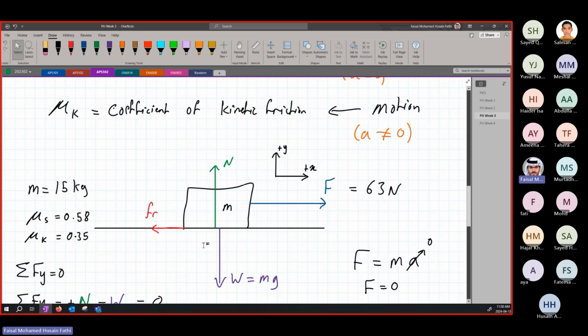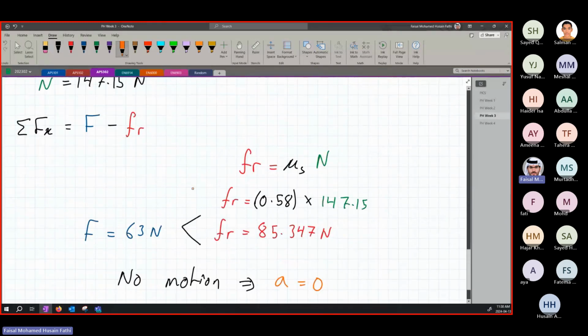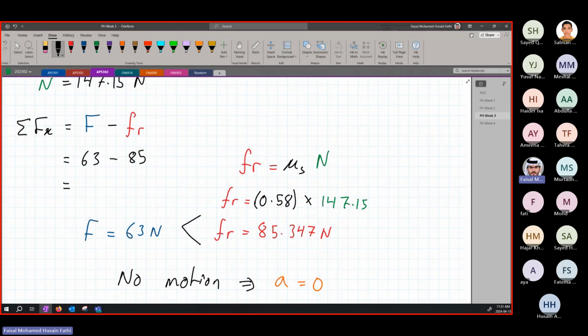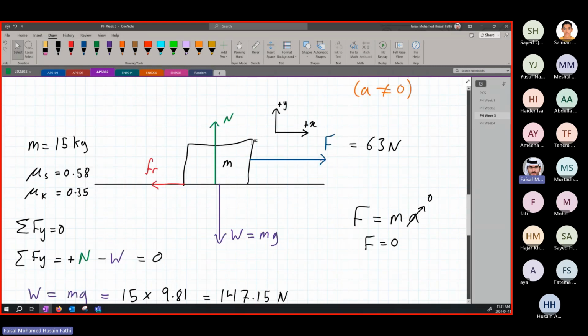If this force is overcoming the friction force and causing motion or not. If you notice here from sigma of x, if we plug in these values, it's going to be 63 minus 85, and we're going to get a negative number, minus 22. That means that the direction of all the forces is to the left. So the direction of the full force is going towards the left side.